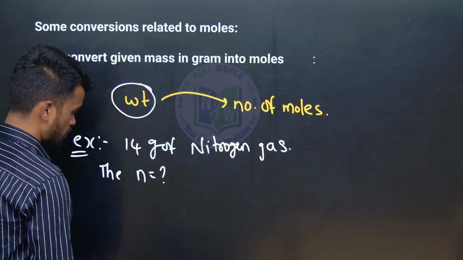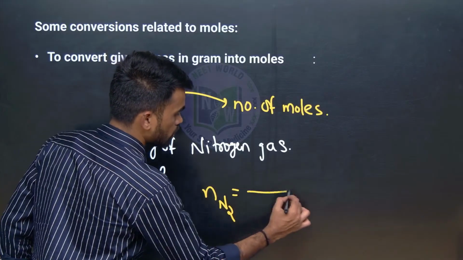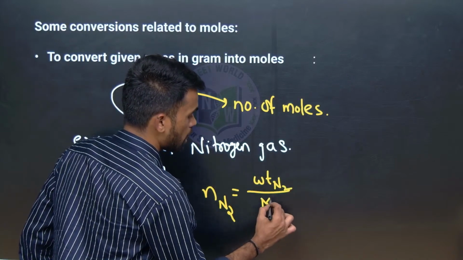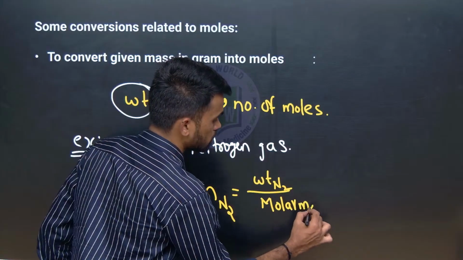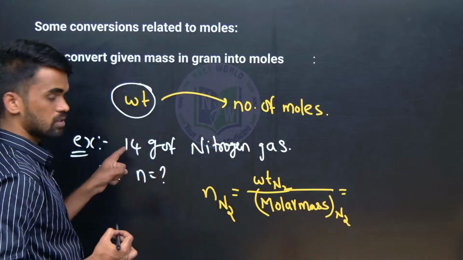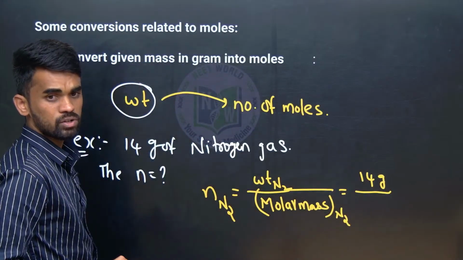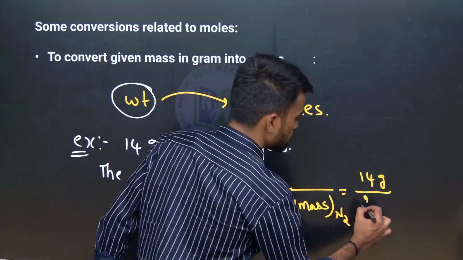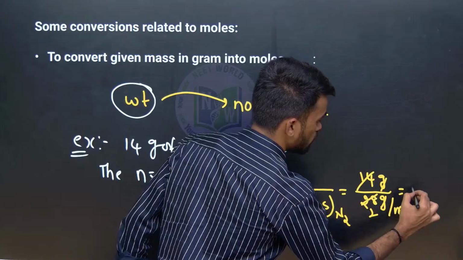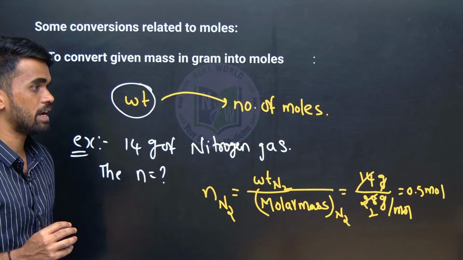Given weight, find number of moles. Yesterday we derived this formula. Number of moles of N2 equals weight of N2 by molar mass of N2. What is the weight given? 14 grams. The molar mass of N2 is 28 gram per mole. So it will be 1 by 2, so I can write 0.5 mole. Hope it is clear how we solve this kind of question.